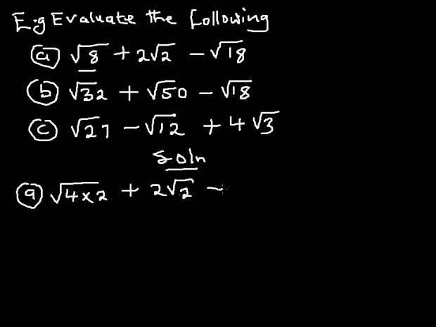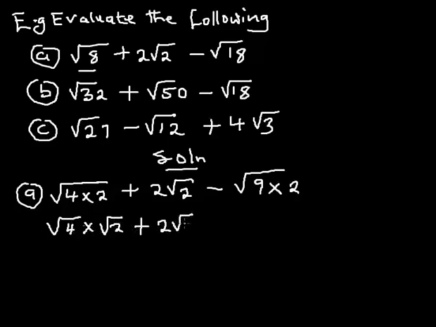But root 18 is not a basic surd. Root 18 has two factors. One is a perfect square. 18 is 9 times 2. Of course, according to the rule of surds, I can split multiplication, right? So it's the square root of 4 times the square root of 2, then plus 2 root 2, then minus the square root of 9 times the square root of 2.